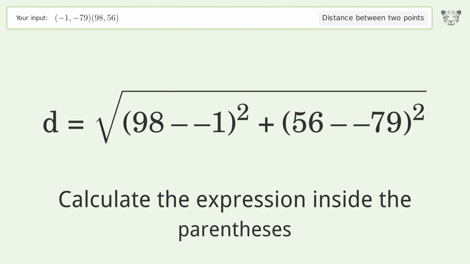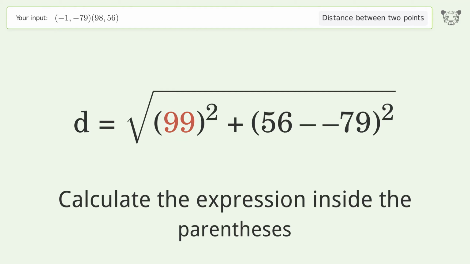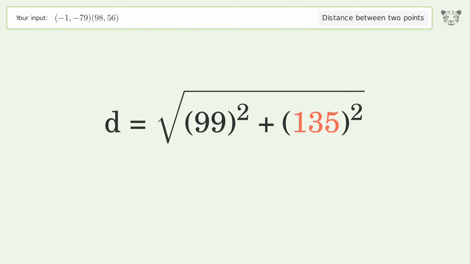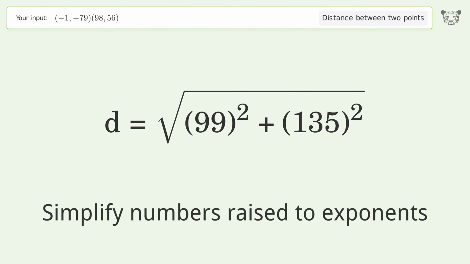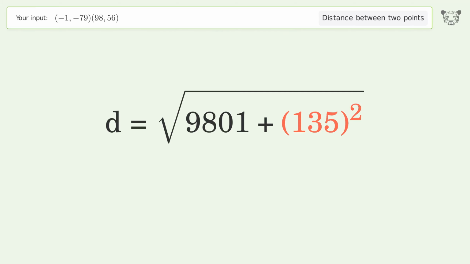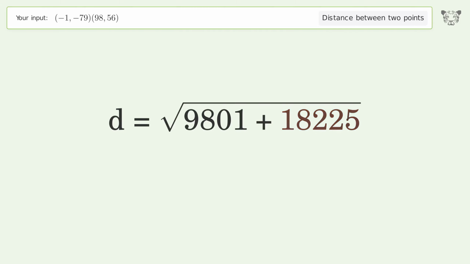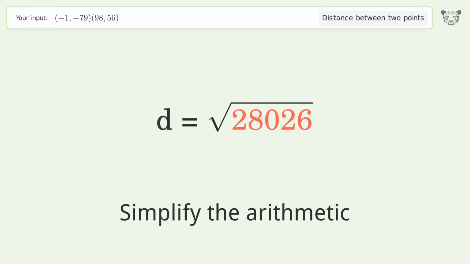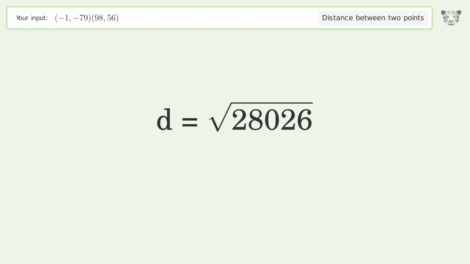Calculate the expression inside the parentheses. Simplify numbers raised to exponents. Simplify the arithmetic. And so the distance between the 2 points is the square root of 28,026, or 167.41.